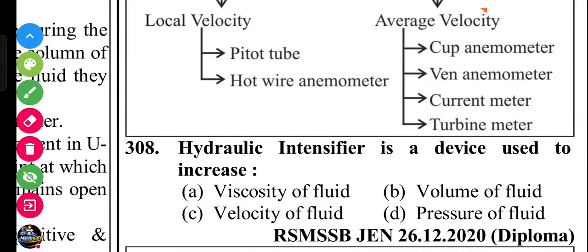Question number 308: the hydraulic intensifier is a device used to increase viscosity of fluid, volume of fluid, velocity of fluid, or pressure of fluid. Hydraulic intensifier, it's pressure of fluid. Let's check the answer.